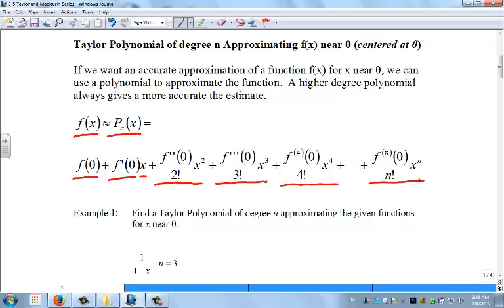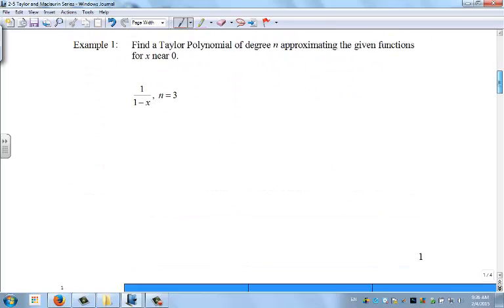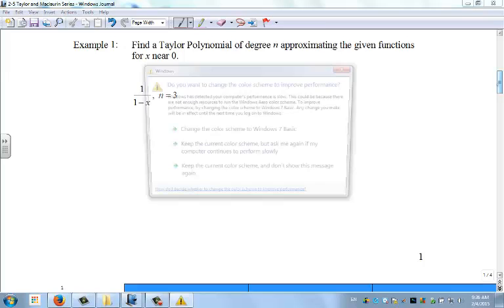So the first function that we're going to generate a Taylor polynomial for is 1 over 1 minus x, and the number is going to be 3.